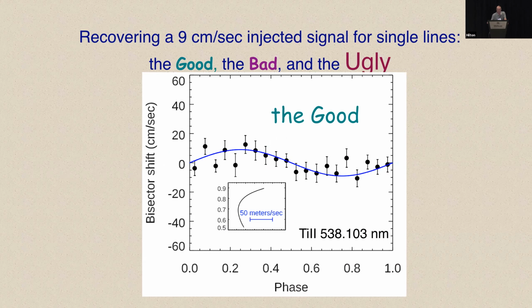And that's reasonable. There's thousands of bisectors. The signal to noise in a single spectrum is 6,000 to 1. This bisector is relatively well behaved. So the shape changes in the bisector are sufficiently benign that we can recover a shift of 9 centimeters per second.